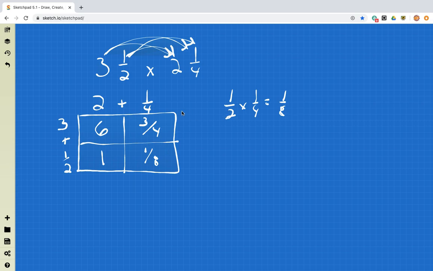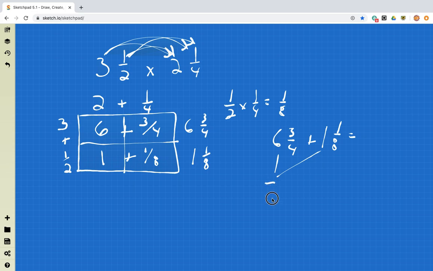Now I'm going to add them up. 6 plus 3/4, that's 6 3/4. 1 plus 1/8, that's going to be 1 1/8. Now I've got a nice little addition problem here. 6 3/4 plus 1 1/8, isn't that cute? All right, let's see. Well, I'm going to add my wholes first. 6 and 1 becomes 7. Then I'm going to add 3/4 and 1/8.